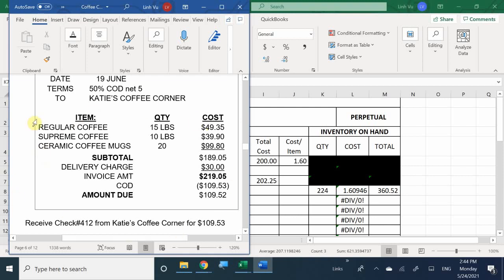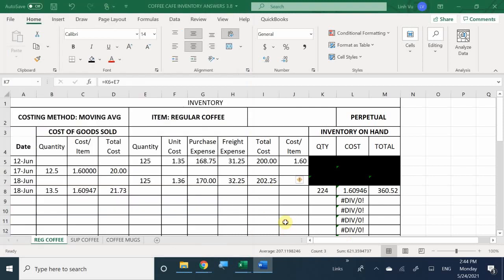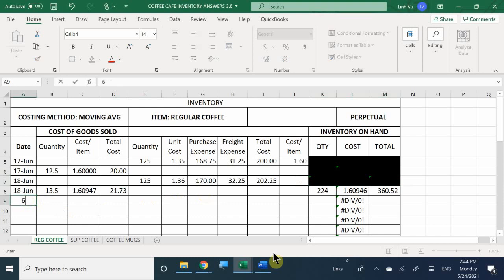It's a hidden one that you're going to have to pick up through the scenario, saying, well, I got rid of 15 pounds of the regular coffee and 10 pounds of the Supreme coffee. So that's exactly what we're going to do. Here, 619, we sold 15 pounds. Cost per item will be 1.60946, which should give you 24.14.